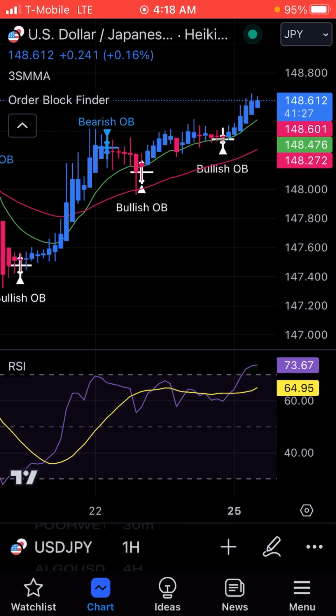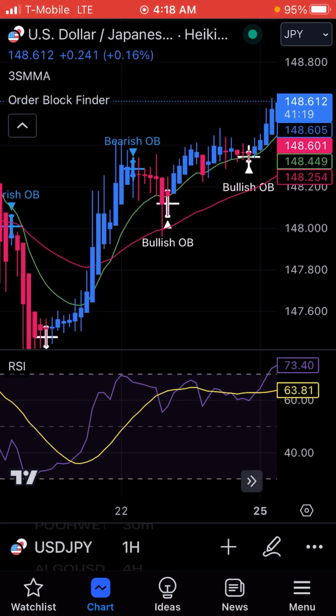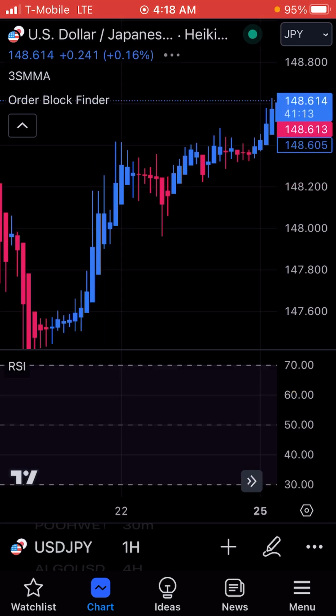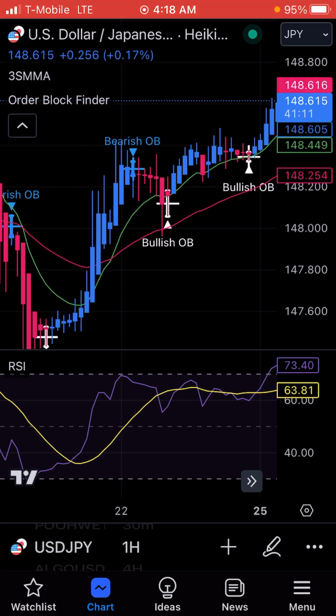I use the moving averages to see the overall direction, so I'm going to know that the overall direction is up. When I see a bearish signal here, I know the overall trend is up, so I'm not going to be taking a bearish signal because I know the trend is up.